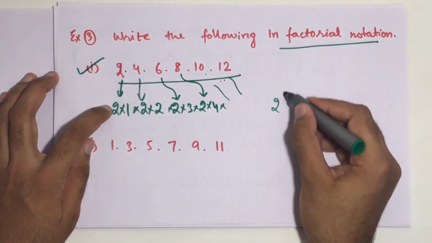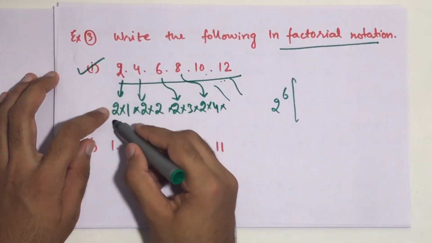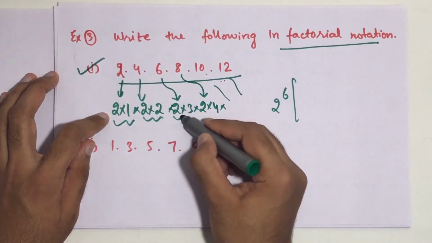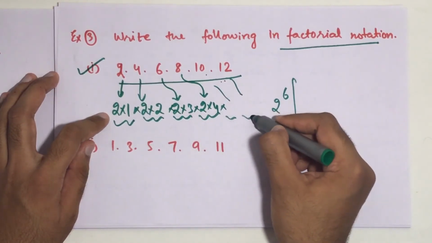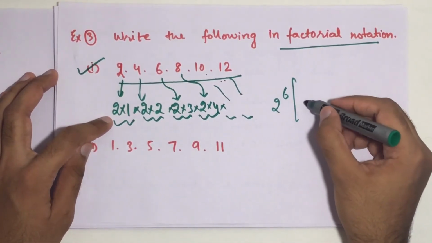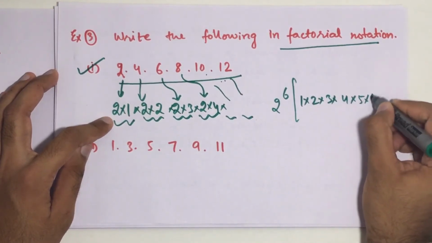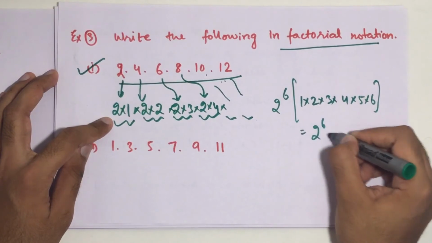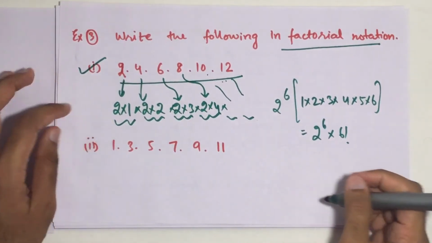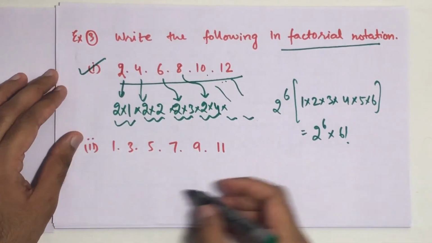So 2 raised to the power 6 अगर हम कॉमन ले लें तो एक 2 यहाँ से कॉमन आया, एक यहाँ से, एक यहाँ से, एक यहाँ से, और 2 2 यहाँ से आ गए. सो 2 की पावर 6 कॉमन आ गया और अंदर बच गया 1 into 2 into 3 into 4 into 5 into 6, and that is equal to 2 to the power 6 into 6 factorial. I hope it makes sense.